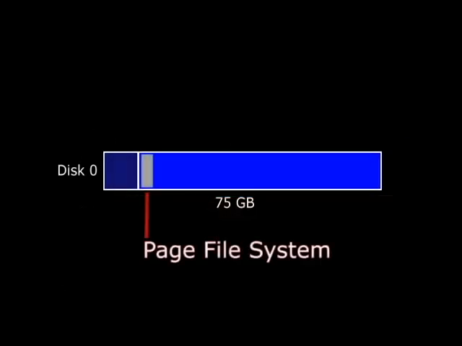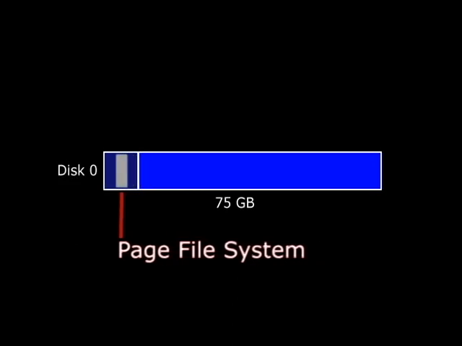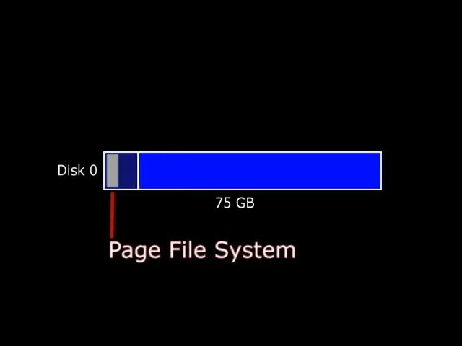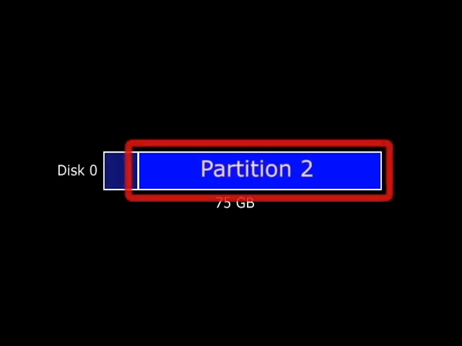The page file system will not be loaded on the first primary partition by default. After you have loaded the operating system, you will need to move the page file system and change the file size, followed by rebooting for changes to take effect. The second partition will be a basic volume primary or logical drive. This is where you will load the operating system.